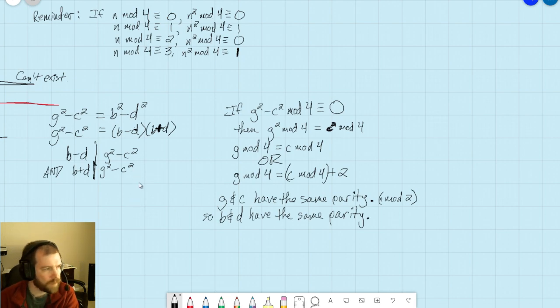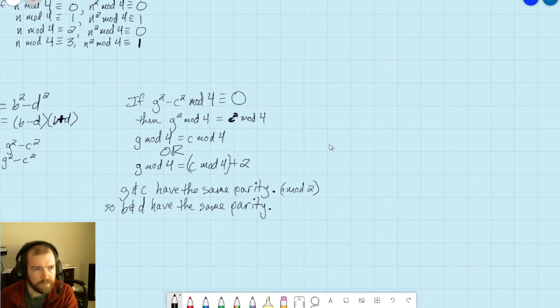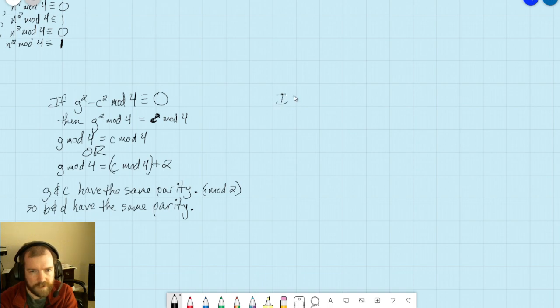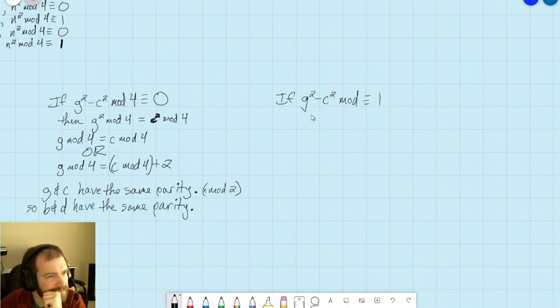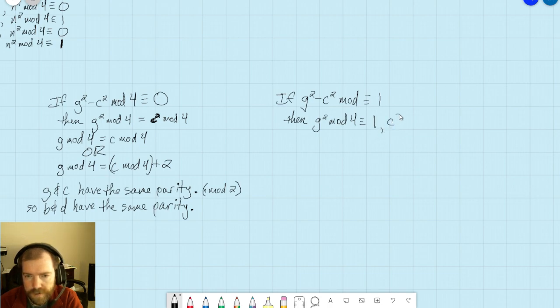Okay. Where do we go? All right, so then the other option is, if g squared minus c squared mod 4 is 1, then g squared mod 4 is equivalent to 1, whereas c squared mod 4 is equivalent to 0.